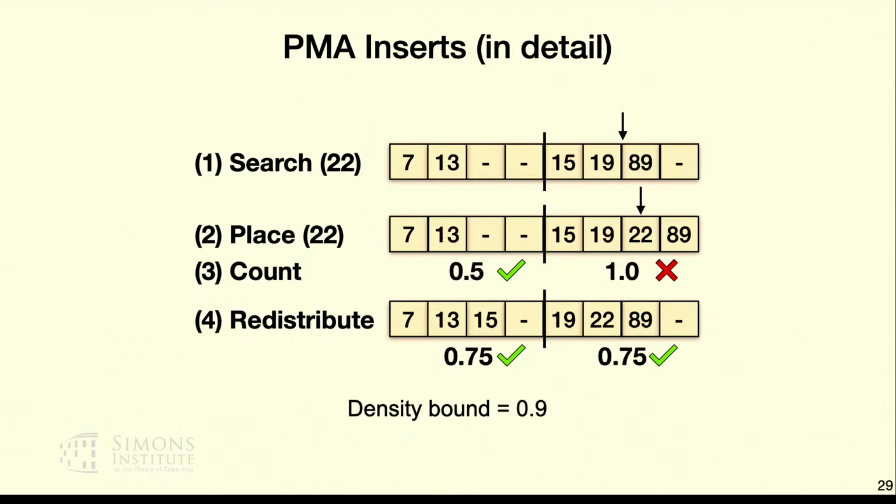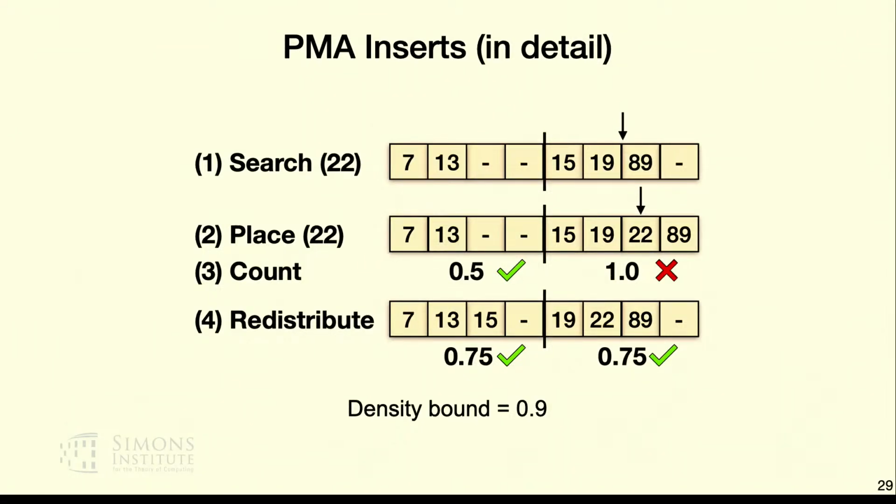And so after you do an insertion, you have to count your segment. And if you violate your density bound, you have to count your neighbor segments and do some redistribution. So here in this example, the density bound is 0.9. And I count this segment, and I find that the density is 1, which is higher than 0.9. So I count my neighbor, and I find that the density is 0.5. And you can equalize them to both satisfy the density bound. So that's what redistribution is.